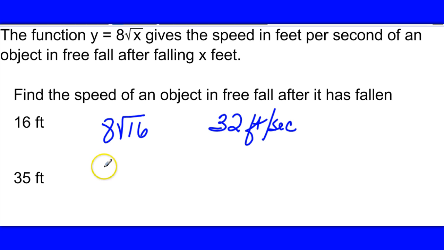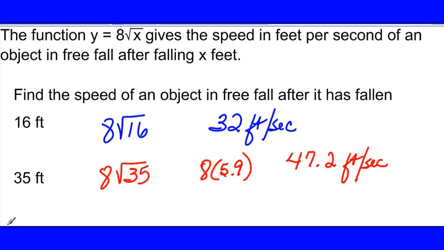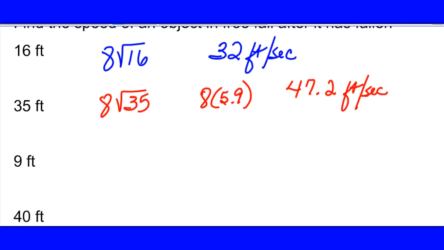If I put a 35 in there, that's going to be 8 times the square root of 35. Well, there isn't a perfect square root of 35. So in a case like this where they're asking you for a final answer, you're going to need to use your calculator to approximate the square root of 35. So the approximate square root of 35 is 5.9. Multiply that times 8, you get 47.2. Okay, so it's just that easy.